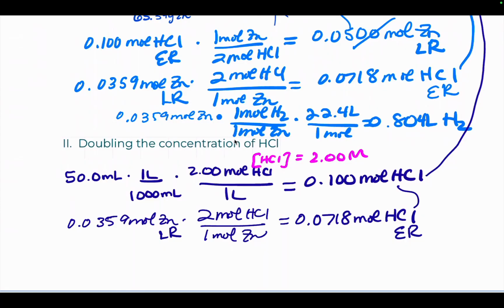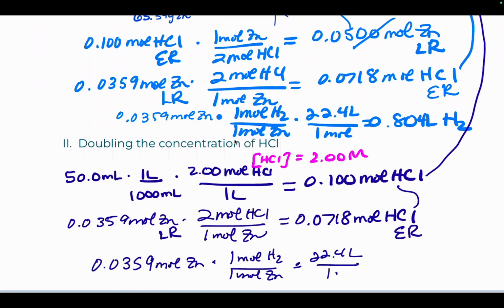So now that I know that, just like up above, I would take my limiting reactant and convert to hydrogen moles, and then multiply by the molar volume. And I would get still the increase in the volume from before, increased up to 0.804 liters.